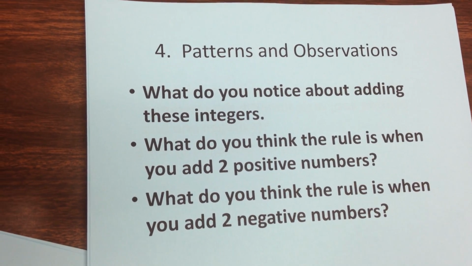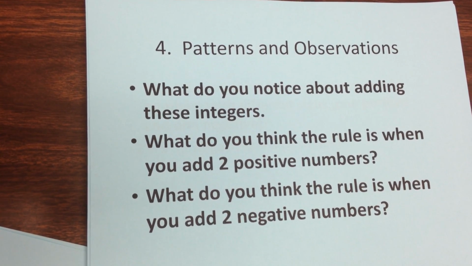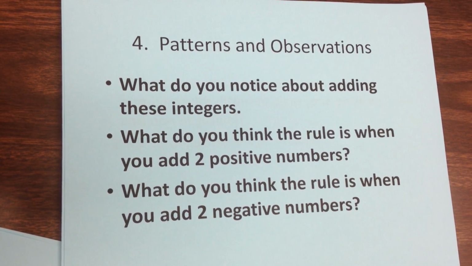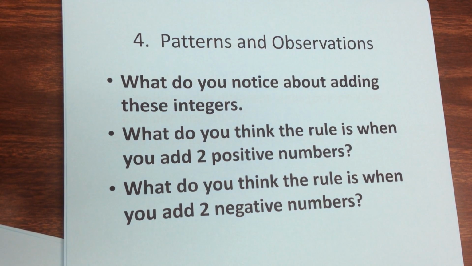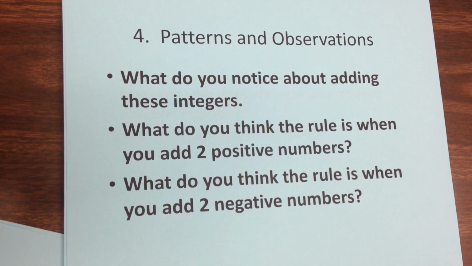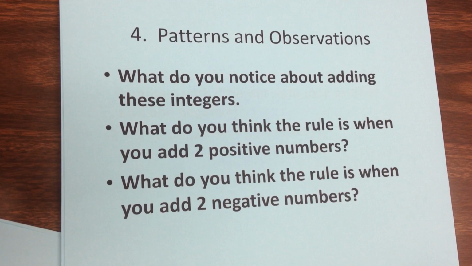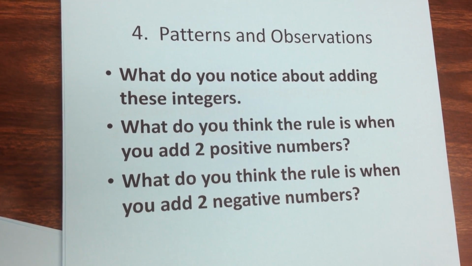Okay, next, patterns and observations. Number 4, what do you notice about adding these integers? What do you think the rule is when you add 2 positive numbers together? What do you think the rule is when you add 2 negative numbers together? Write down your observations for number 4.